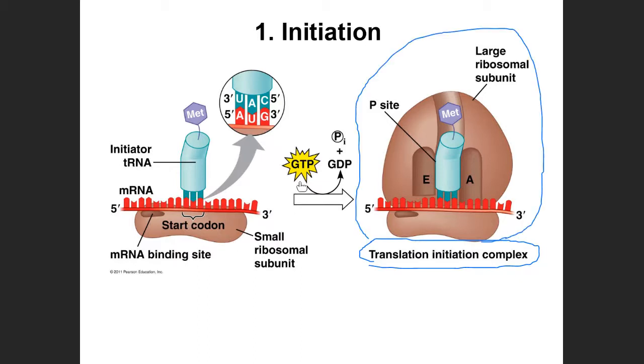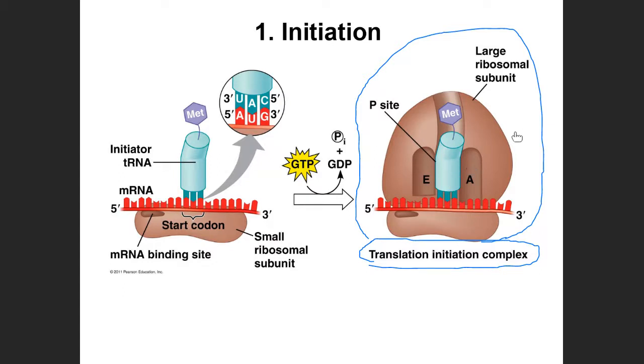Now, is there more going on? Yeah, there's more. Don't worry about this GDP. You get that in advanced classes. That's what I want you to know. Notice the A site is available now. This is the only exception for a tRNA. It's that first tRNA. I'm not going to use initiator on the test, I'll just say first tRNA. This first tRNA will be in the P site.